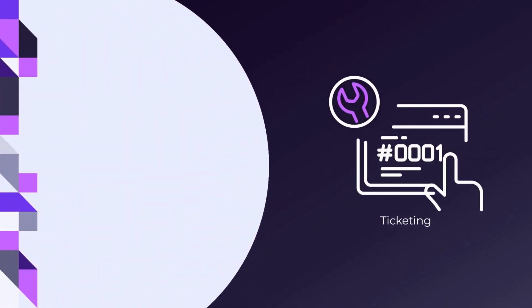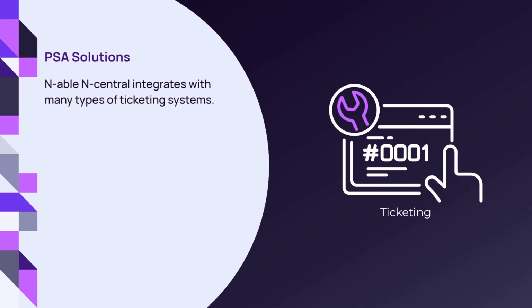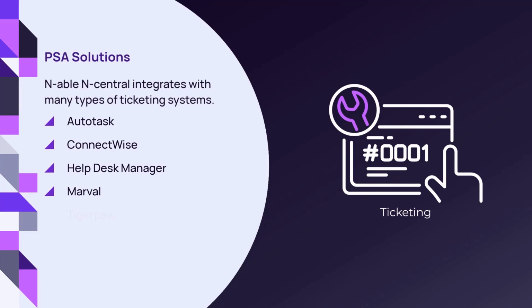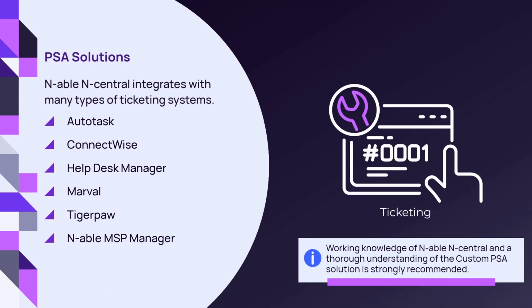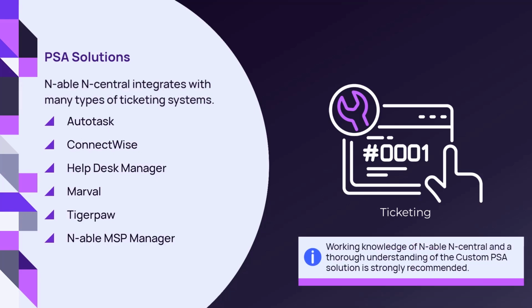In some scenarios, an MSP may already have a PSA solution in place. Enable and Central integrates with the following PSA solutions: Autotask, ConnectWise, Help Desk Manager, Marvel, TigerPaw, and Enable MSP Manager. Because custom PSA solutions have different implementation requirements, working knowledge of Enable and Central and a thorough understanding of the custom PSA solution is strongly recommended.